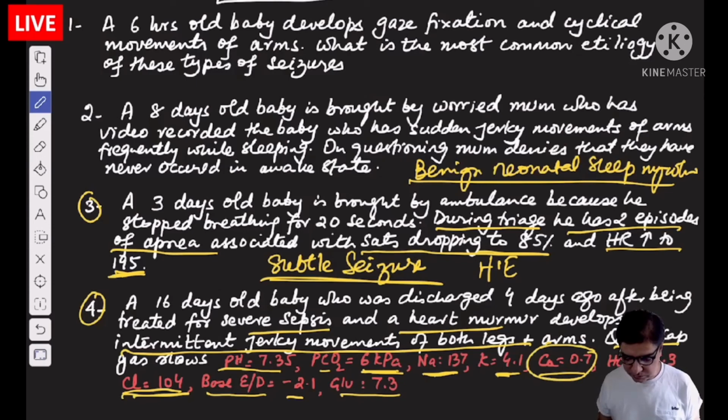What that means is that the baby has got low calcium. Now this low calcium, it means the baby has got hypocalcemia. So the reason here for intermittent jerky movements or his seizures is hypocalcemia. So how would you treat this? You would give him 2 mils per kg of 10% calcium gluconate.